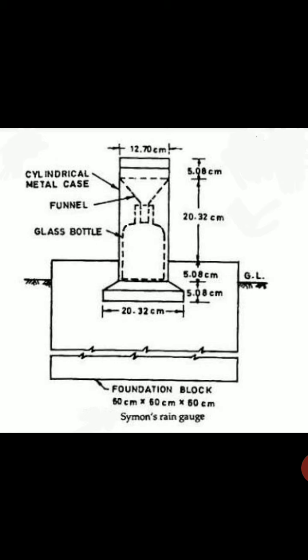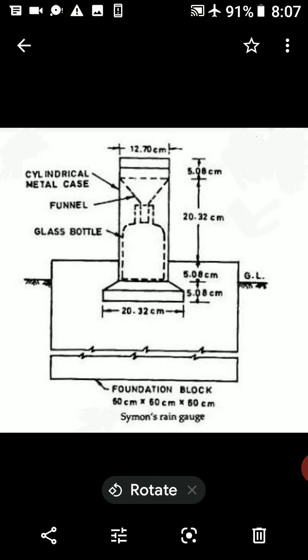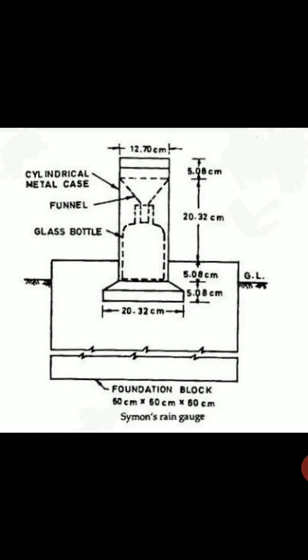The first one is non-recording type rain gauges. In this, there is the Simmons rain gauge, and the second is recording type rain gauges. There are three types in this. One is tipping bucket rain gauge, second is weighing bucket rain gauge, and the third one is float type rain gauge.